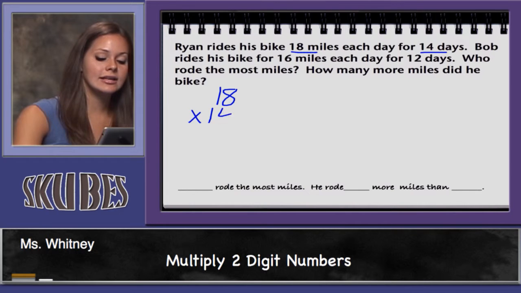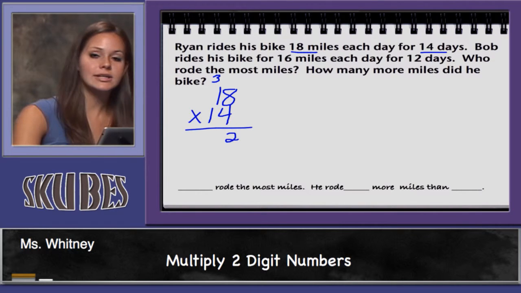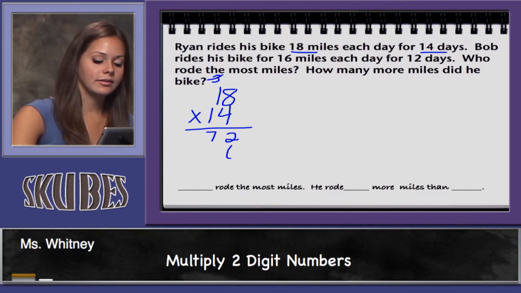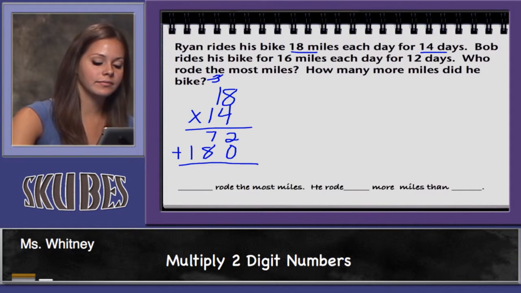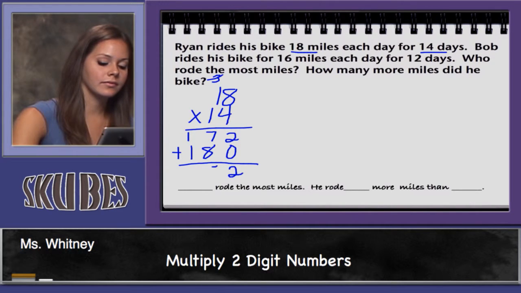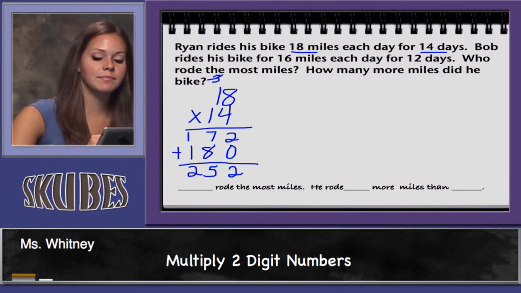So 18 times 14. 4 times 8 is 32. 4 times 1 is 4, plus 3 is 7. 1 times 8 is 8, and 1 times 1 is 1. Now I can add. Ryan rides his bike 252 miles.